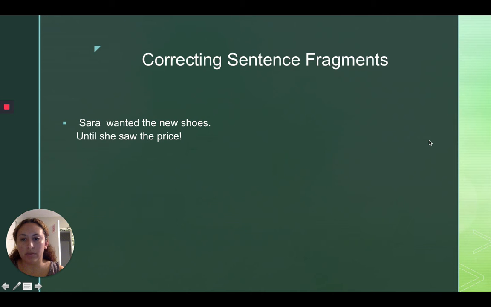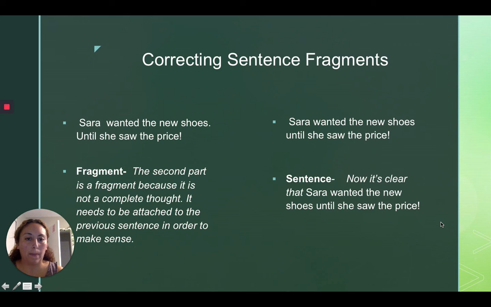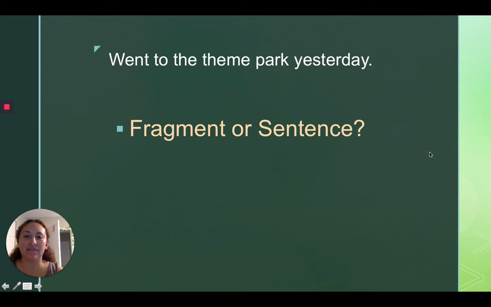Sarah wanted the new shoes. Until she saw the price. So this sounds like they're two complete sentences, but they're actually not, because until she saw the price is not a complete sentence. It's dependent on the first statement. So the second part is a fragment. And how do we fix it? Sarah wanted the new shoes until she saw the price. We just removed the period and made the u lowercase. Now it's clear that Sarah wanted the new shoes until she saw the price expensive.